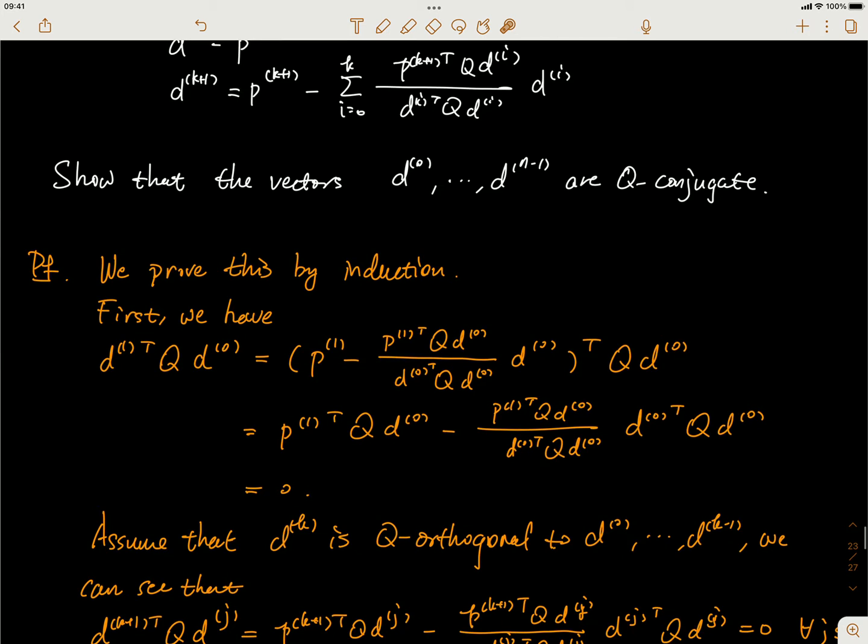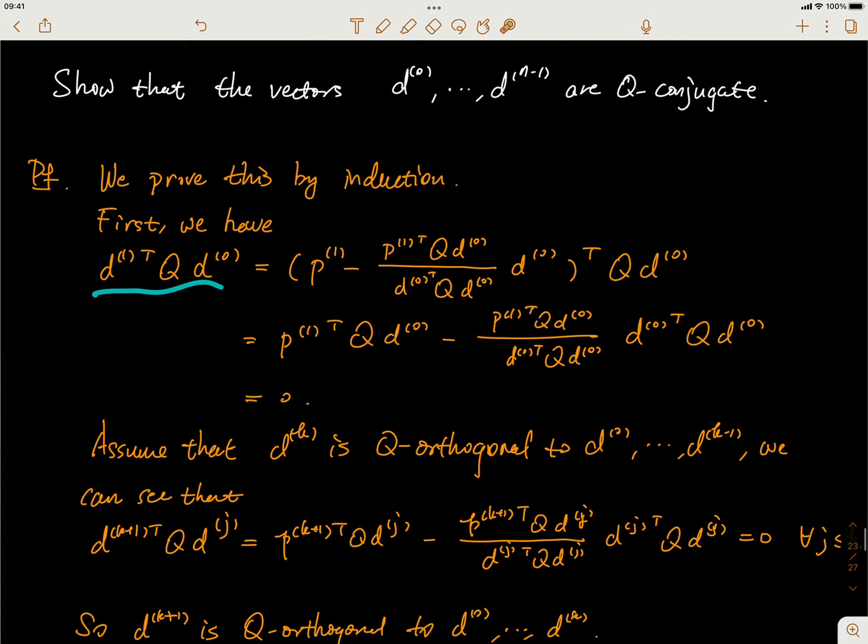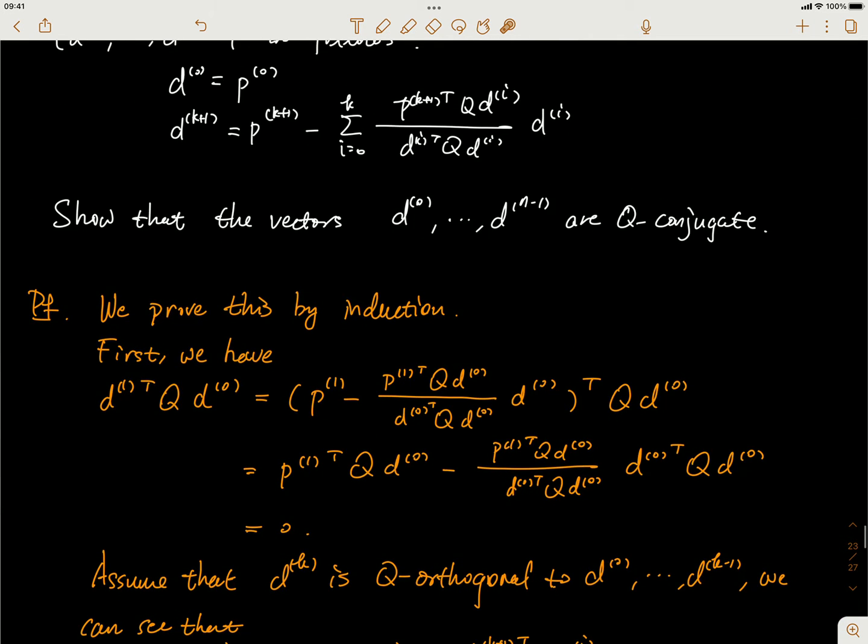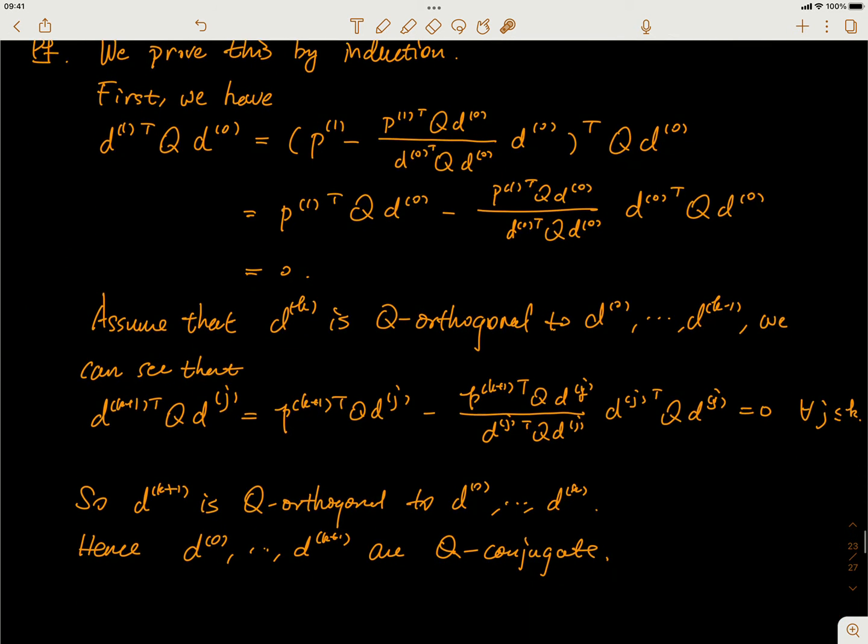Okay, so to prove this by induction, as I said, we need to show this is equal to 0. To show that this is 0 is straightforward, because d1 by the definition here is just p1 minus this thing, and then we need to show that the Q inner product of this with d0 should be 0. Okay, we just plug in and break the parentheses, and then we see that this becomes this. The difference of these two, but these two cancel, and you see that everything cancels out, and you just have 0. So this shows the base case of the induction is correct.